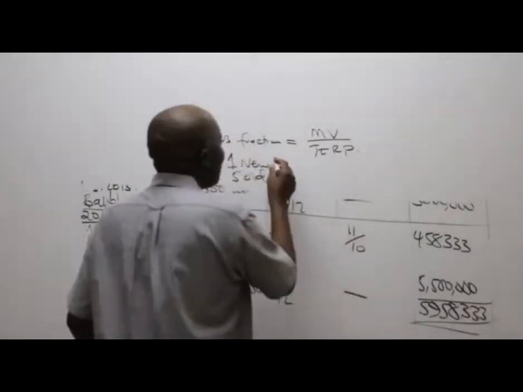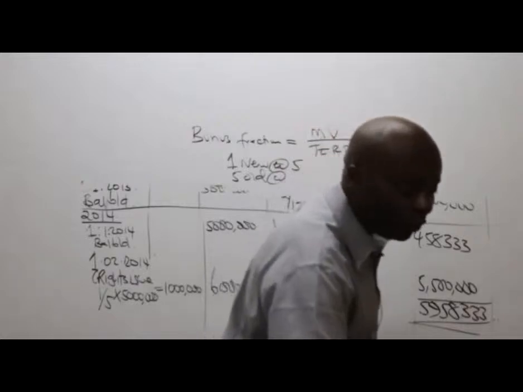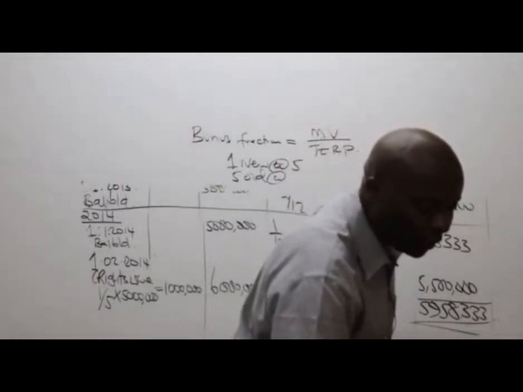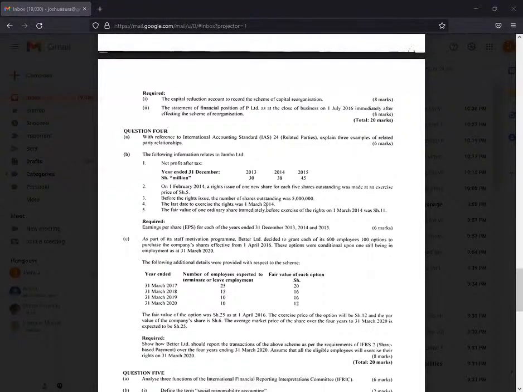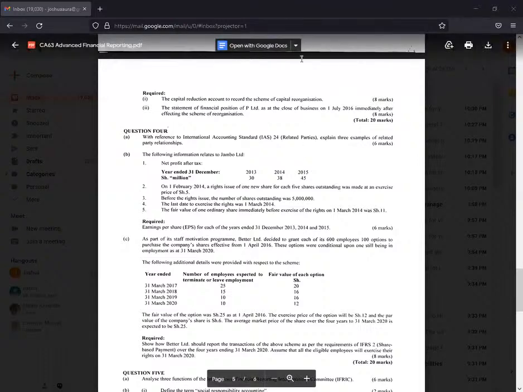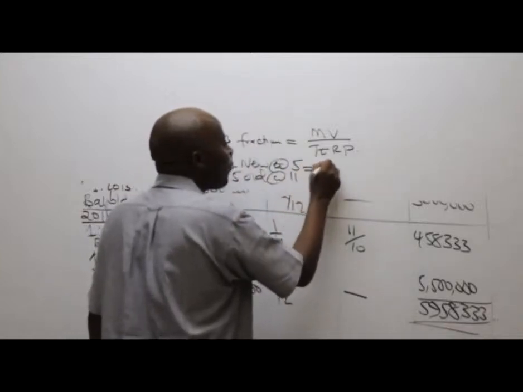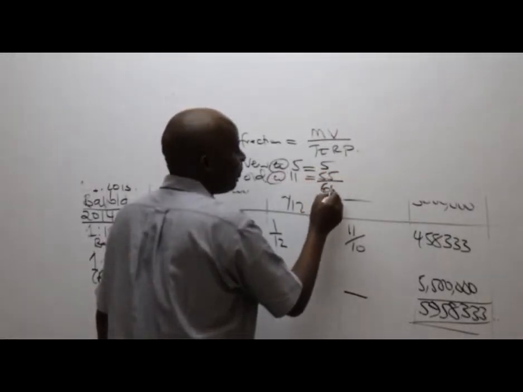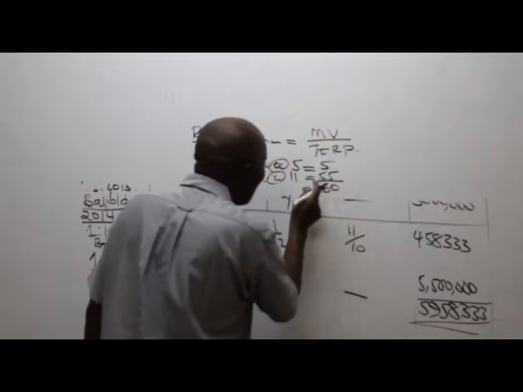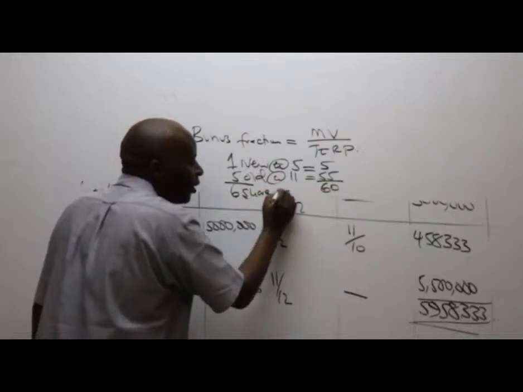So this 1 new is at 5, and then the 5 old shares, each one of them was going for 11 bob. The fair value of 1 ordinary share immediately before exercise of the rights on 1st March 2014 was 11, so 5 times 11 like that. Students came and gave me a figure of 5 there, and a figure of 55, so it gave us 60. But this 60 is for how many shares? 60 is now for 6 shares. So 6 shares going for 60 bob.